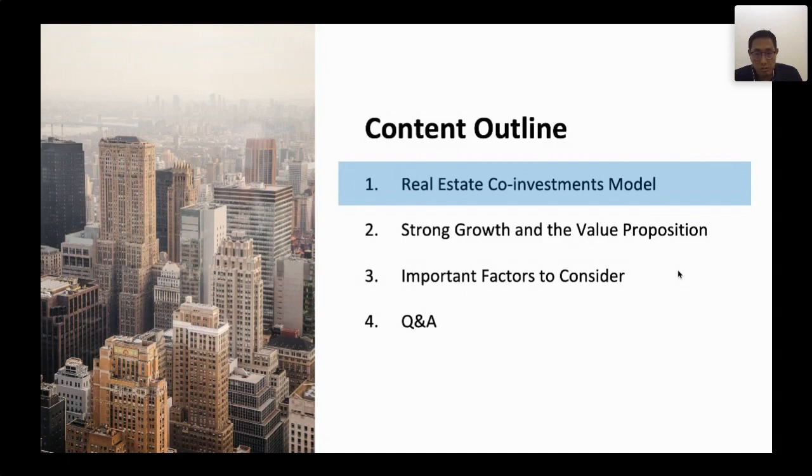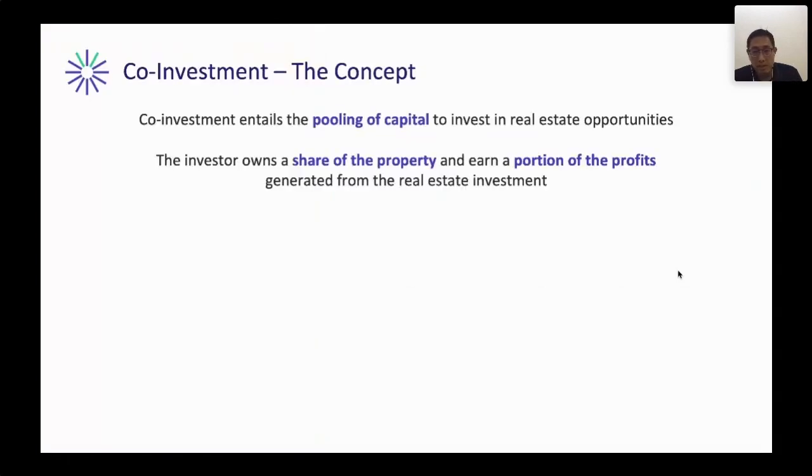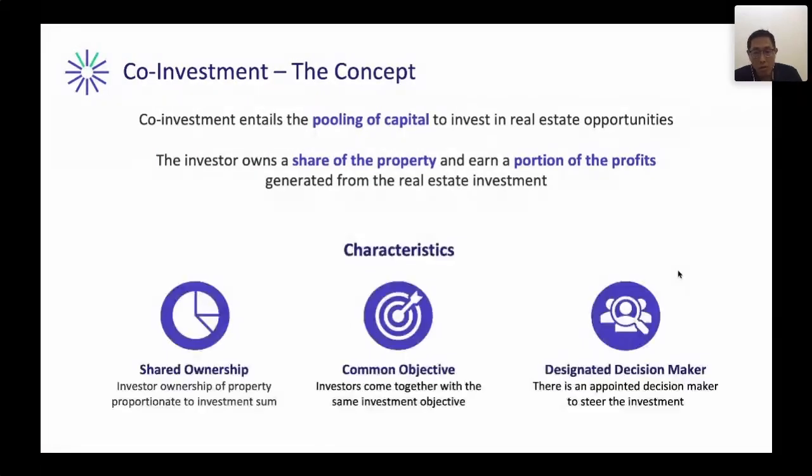There are several characteristics to take note of in co-investment. Number 1, the ownership of the asset is shared, and usually this is through a vehicle, what we call a single purpose vehicle. Next, typically all investors would have a common objective when they pool their funds together. This is usually to maximize returns over an agreed period of time, right? Next, there is usually a set of ground rules that they follow. Someone is designated to be the decision maker, to steer the investment or to make some key decisions, right? Okay, next slide, please.